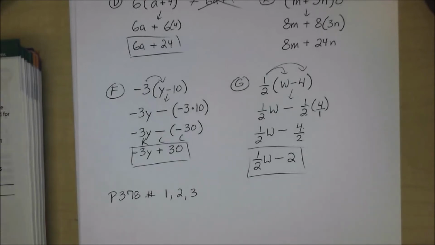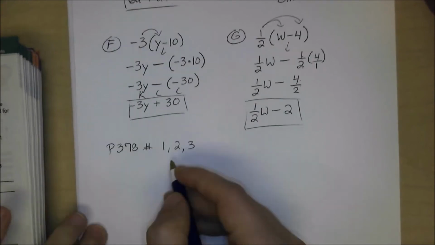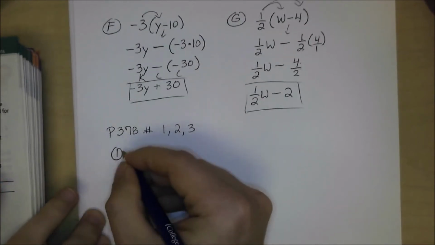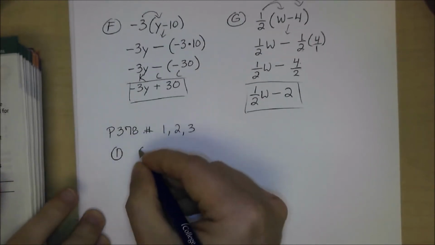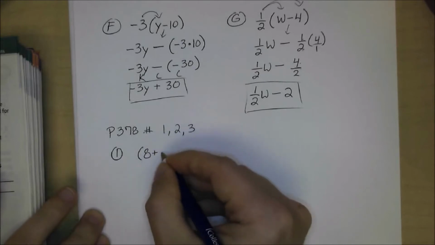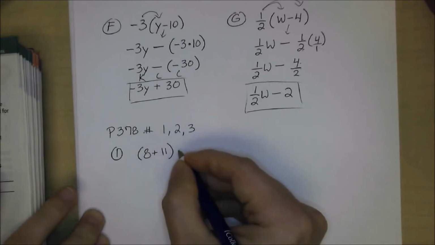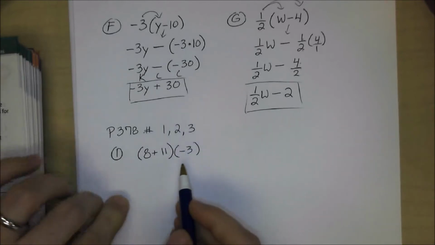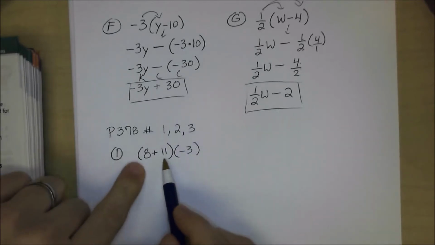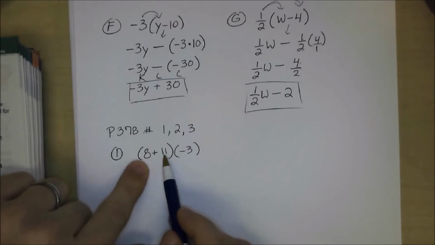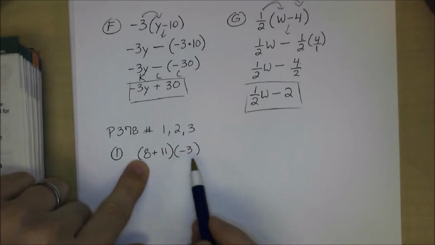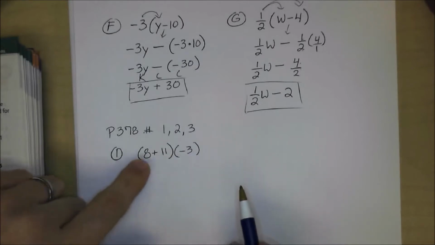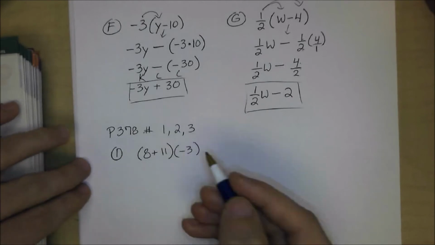All right, so here we go. Number 1, we've got 8 plus 11 times -3. Well, this one doesn't have any variables, so the easy way to do this would be to say 8 plus 11 is 19, and then 19 times -3 would be -57, but I'm going to do it with distributive property since that's what we were learning.